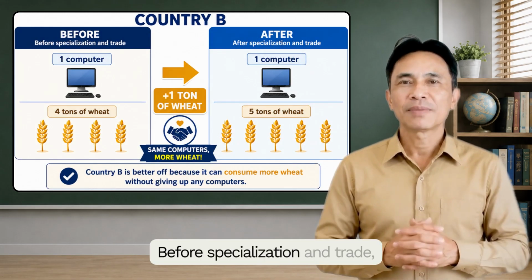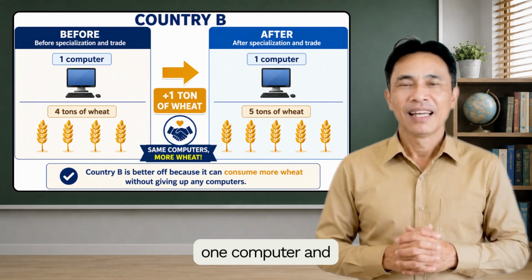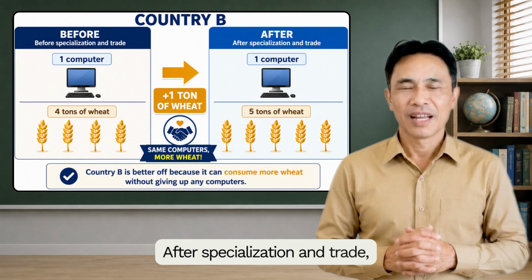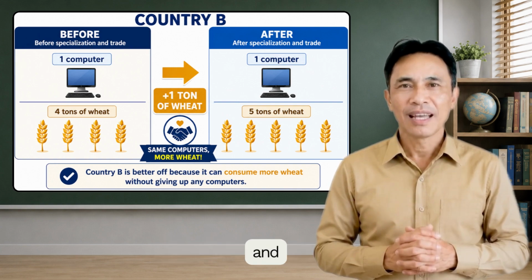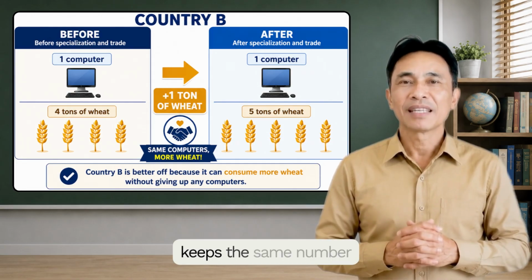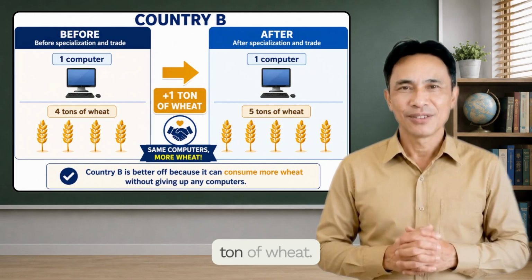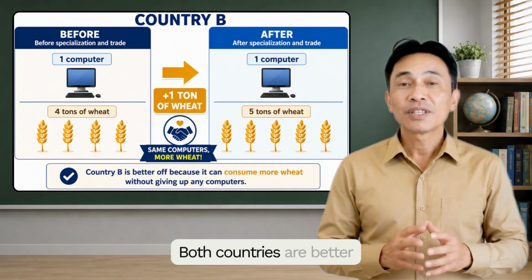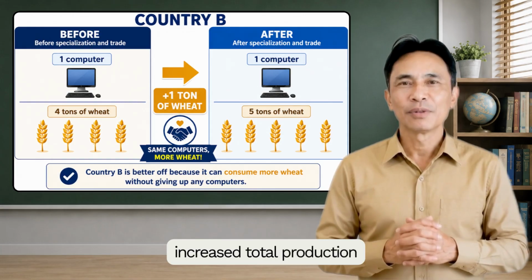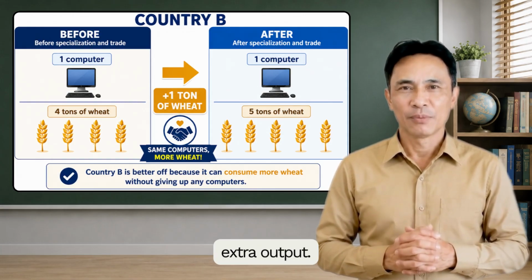position. Before specialization and trade, country B had 1 computer and 4 tons of wheat. After specialization and trade, it has 1 computer and 5 tons of wheat. Country B also keeps the same number of computers and gains 1 additional ton of wheat. Both countries are better off because specialization increased total production and trade allowed them to share the extra output.